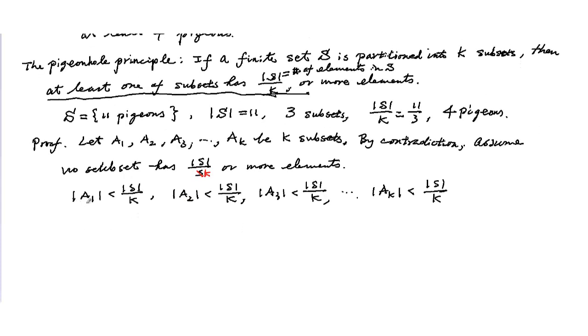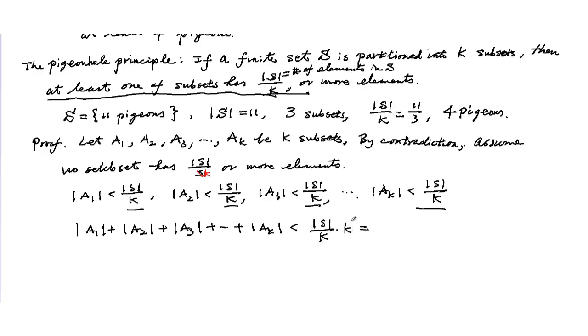So if you add all these cardinalities together, A sub 1 plus A sub 2 plus A sub 3 plus up to A sub K, that's the left-hand side of these inequalities. That should be less than the sum of all the right-hand sides, which is cardinality of S divided by K, added K times. So multiply by K, you can cancel the K, and then you get cardinality of S.